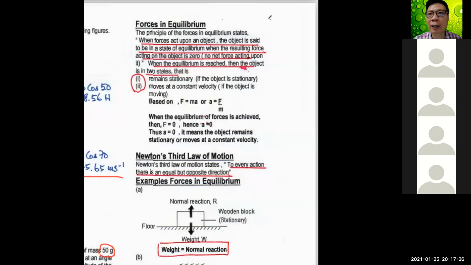So when all the forces are balanced, it means left and right are the same, up and down are the same. When all the forces acting in opposite directions are the same, left and right cancel, up and down also cancel. So the net force becomes 0. Equilibrium means the force to the left, right, up and down are all the same, so they cancel out each other.